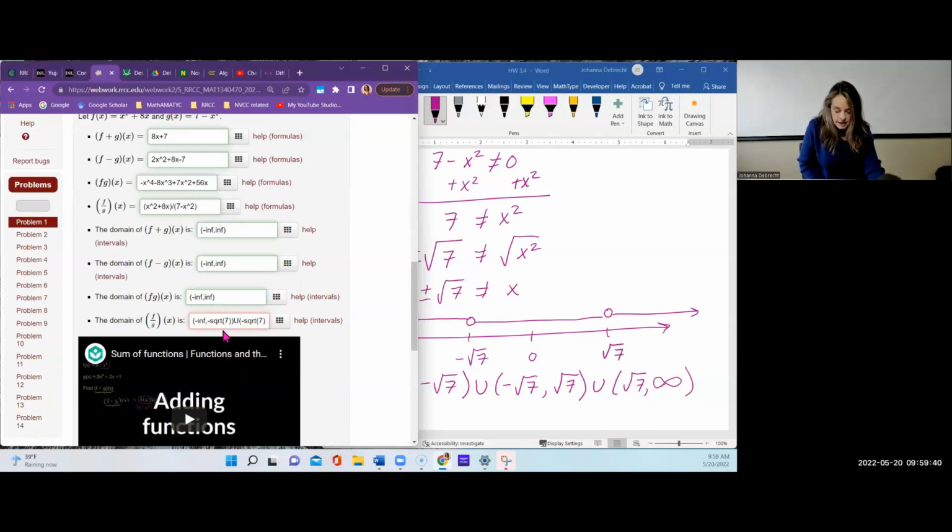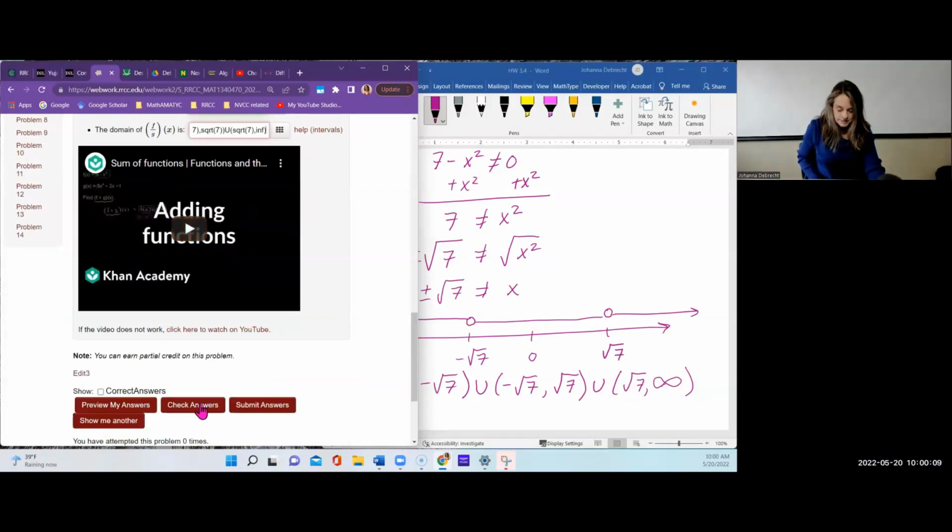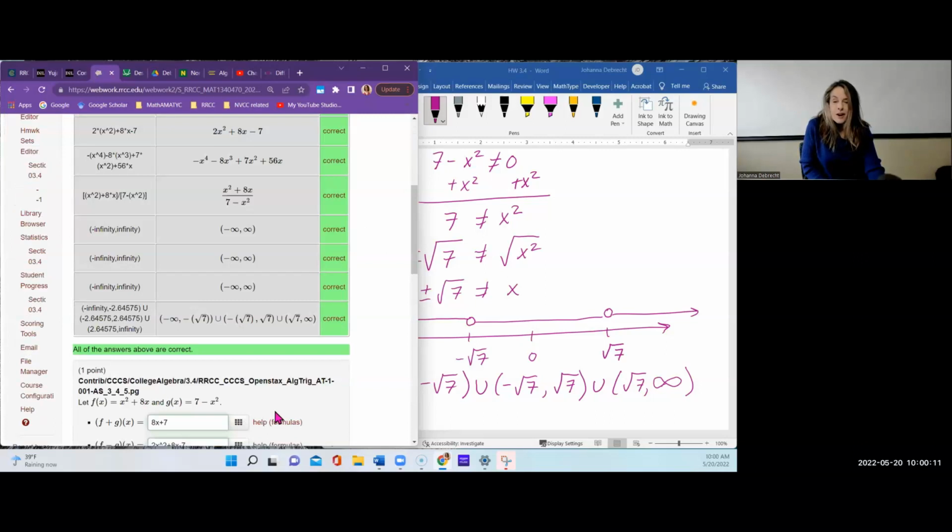Negative infinity, negative square root of 7, open, then close the interval, union. Negative square root of 7, then I should have a comma. Square root, open 7, close, union, open square root of 7, comma, infinity, close. I've got one too many closes. Now let's check it. All green. Gotta love it.